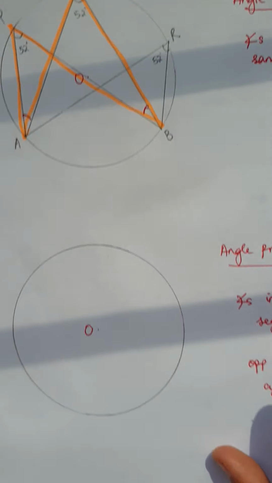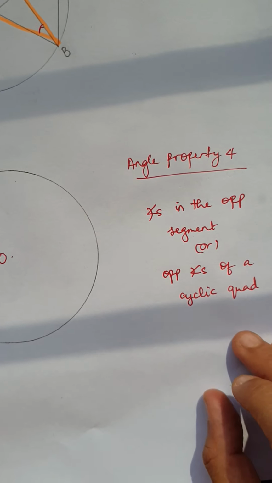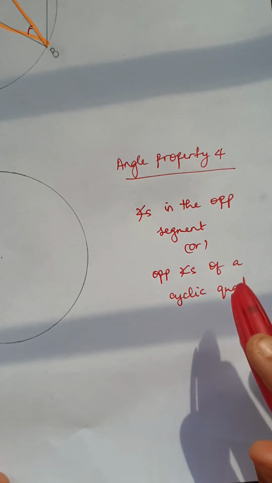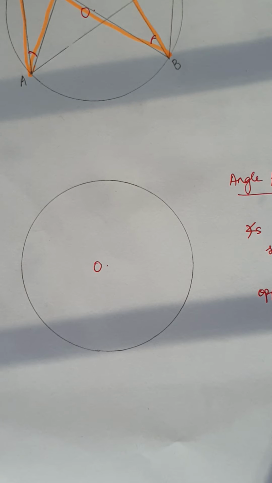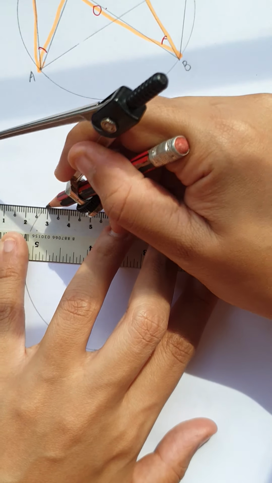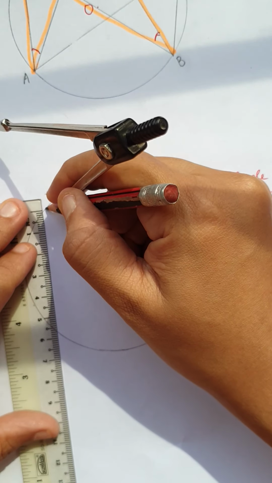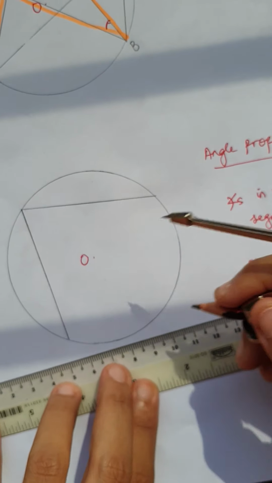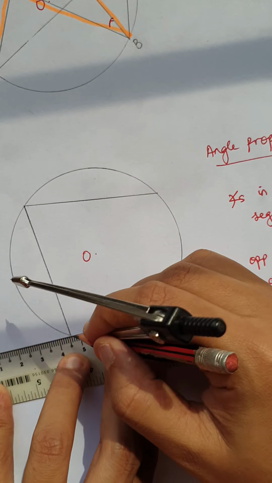Now the fourth property, which is the last property, is angles in the opposite segment. For this, we need to draw a cyclic quadrilateral. Cyclic quadrilateral means that we have a quadrilateral, a four-sided figure inside the circle. So I'm going to choose any 4 points and draw a cyclic quadrilateral. It can work for any 4 points, so I'm just choosing random points here.